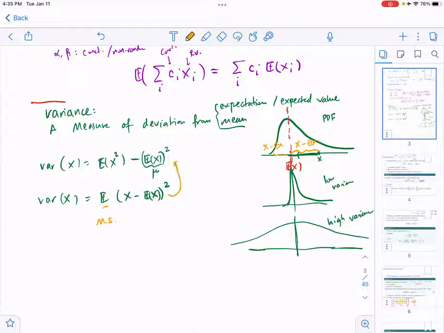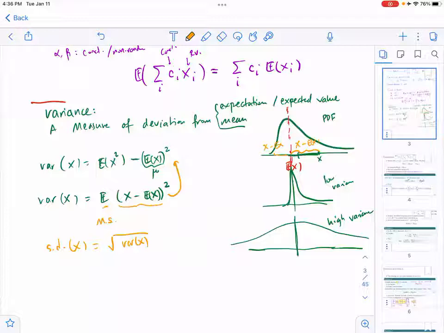If you expand this, it turns out to be exactly equal to the other formula. So this is an alternative formula, but this version shows you how much we are deviating from the mean on average. Does that make sense? And there's the standard deviation, which is on the scale or units of x, which is just the root of the variance of x. You take this and then take the square root. This would be on the same scale as x.